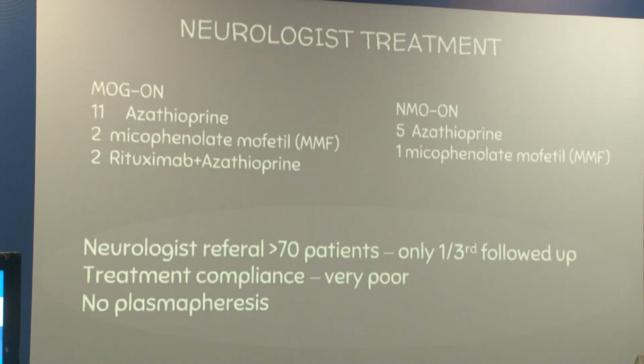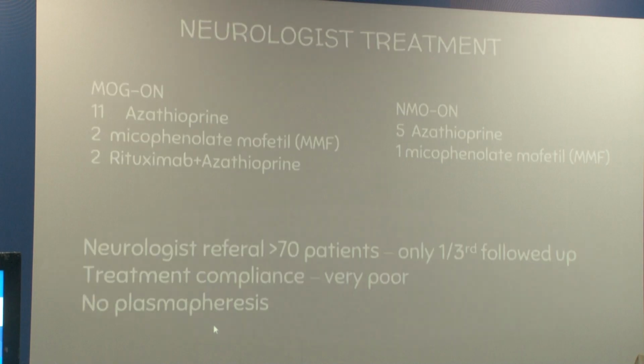Serologically positive patients were referred to neurologists and started on immunosuppressants, and the majority of the patients were started on azathioprine. Neurologist referral was made for more than 70 patients, and only one third followed up. Treatment compliance was very poor because of the financial constraint, and no plasmapheresis was done, again because of the cost.